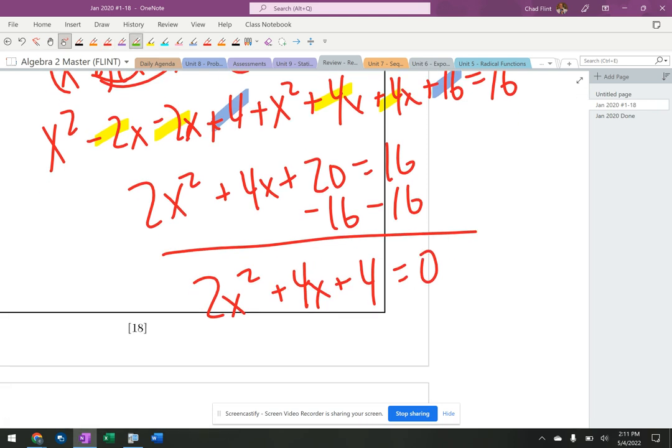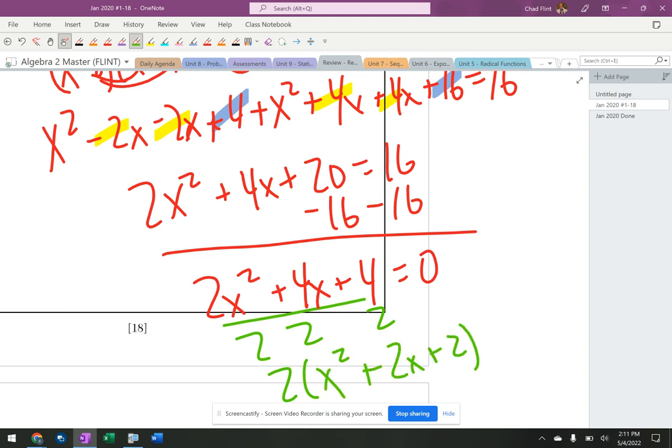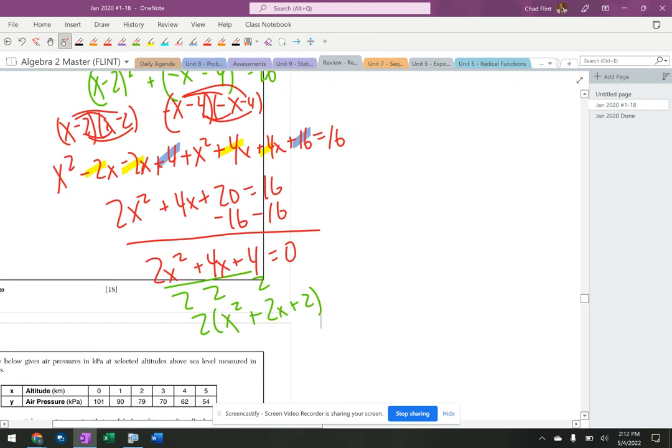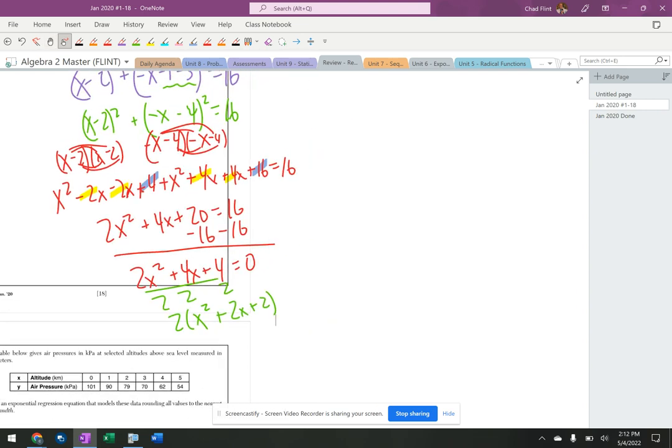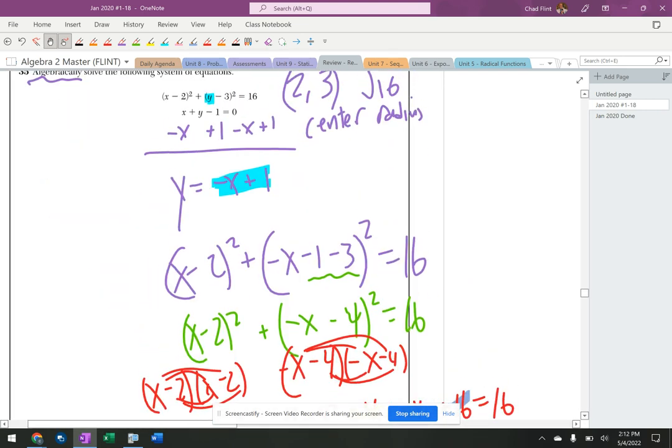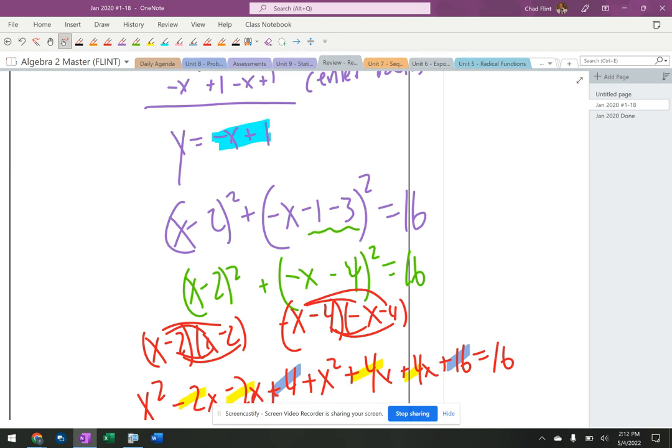I can take a 2 out of there, and I get 2x squared plus 2x plus 2. So that's not going to factor. So I'm going to put this in the quadratic formula and hope that I'm doing this right. Let me double check and make sure I didn't make a mistake here. Oh, I did. All right, so let's fix this.